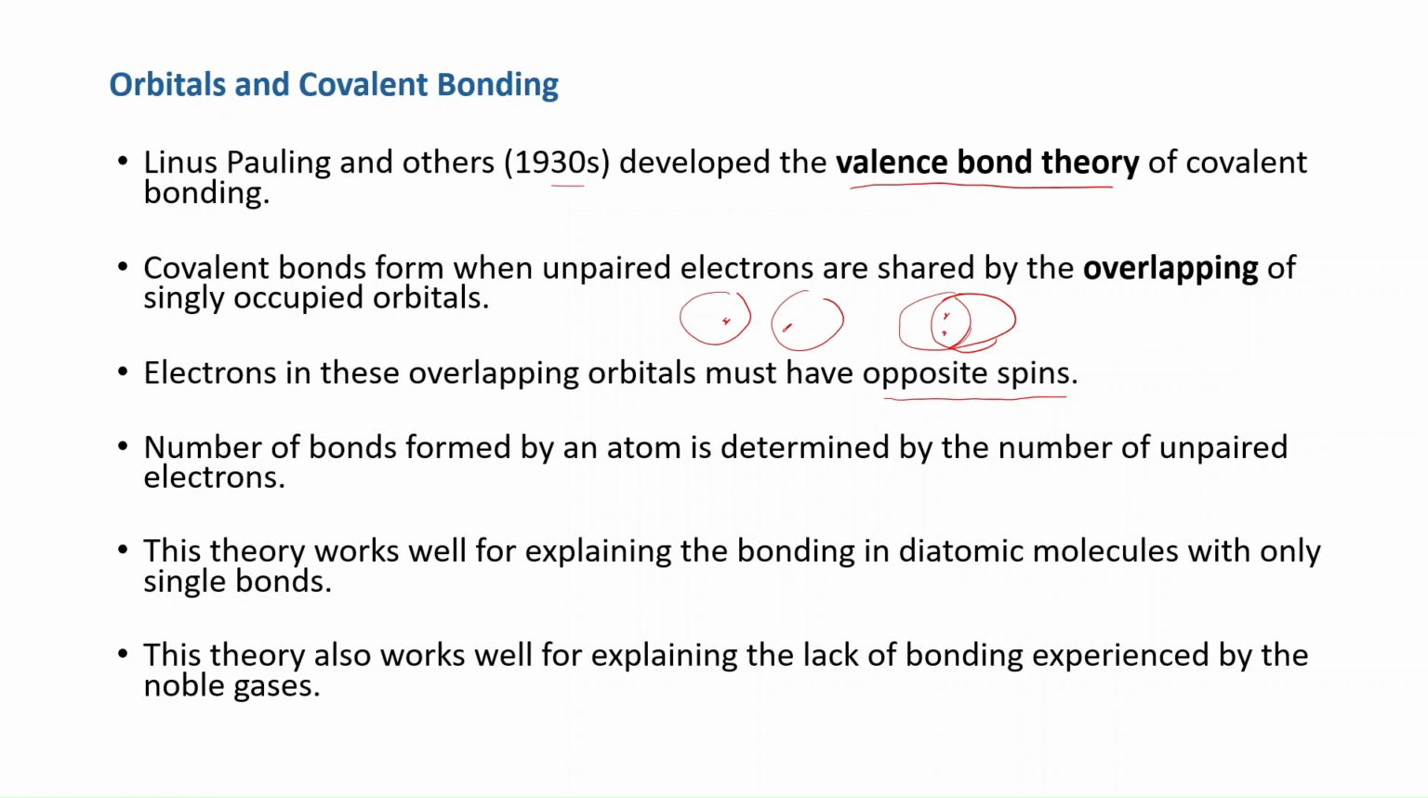How many bonds? It's determined by the number of unpaired electrons. If you have 2 electrons, you can only form 1 bond. You cannot form 2. If you have 4 electrons, you can form 2 bonds. You cannot form 3. That's common sense. The problem is this works very well to explain the atomic molecules that only have single bonds. Well, most molecules are not atomic. Most molecules have more than single bonds. So this was just a good beginning. It also explained why noble gases don't bond, because they don't have unpaired electrons, because the outermost shell is already full, right?